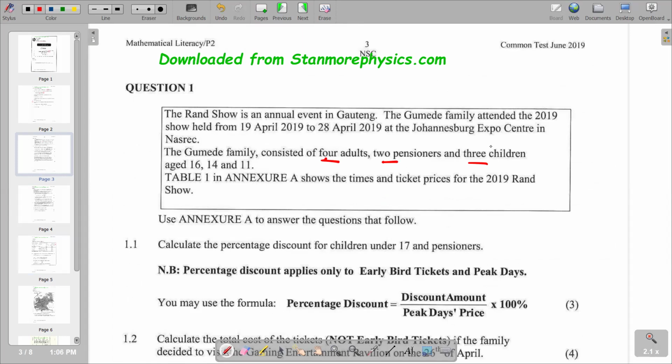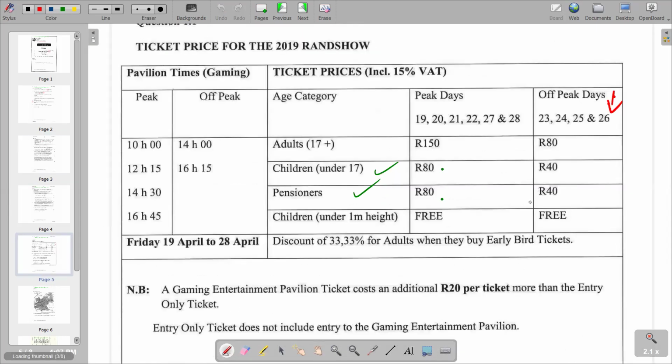We are going to see that the prices for pensioners are the same as for the children. What we are trying to say is, if you check the price of the children under 17 and the pensioners, we have the same price.